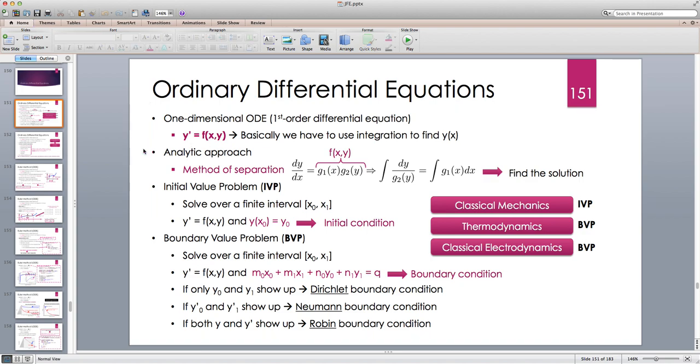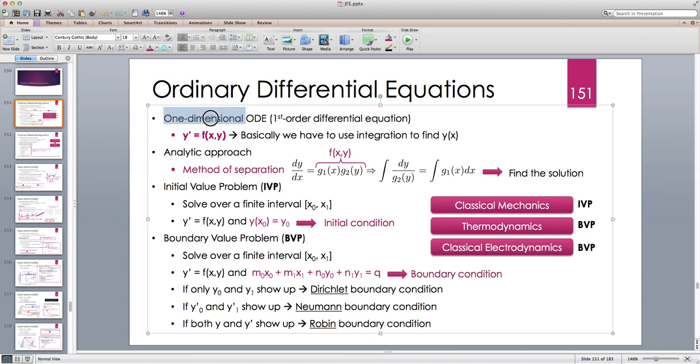If we want to solve the equations of motion for a system of particles, for example, our independent variable is time, and then the other variables or the functions are the positions of the particles, for example, okay? So in ordinary differential equations, we basically only have one variable, which means all of the functions are one-dimensional functions, all right?